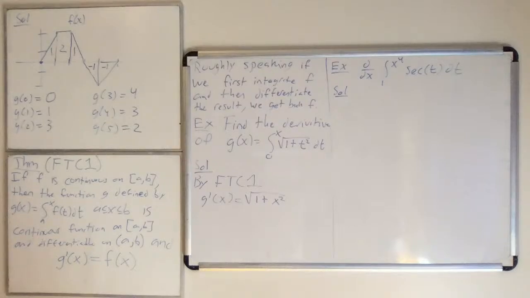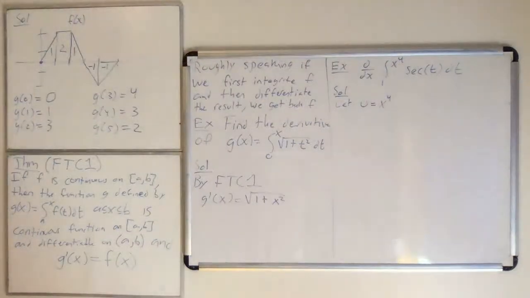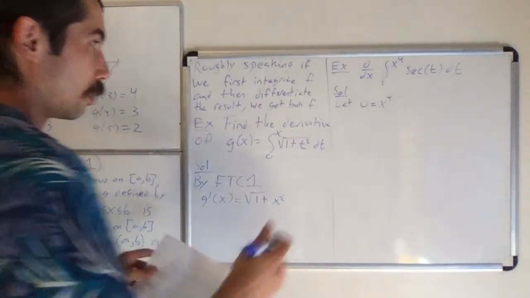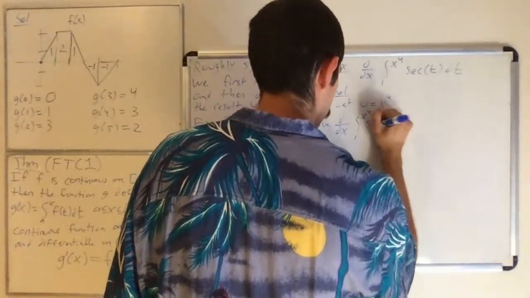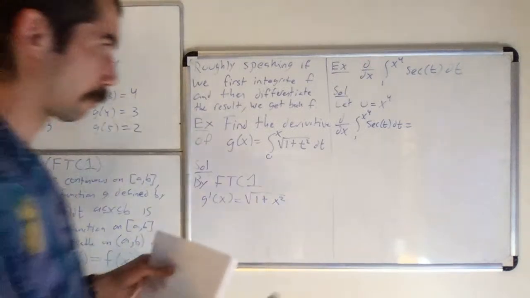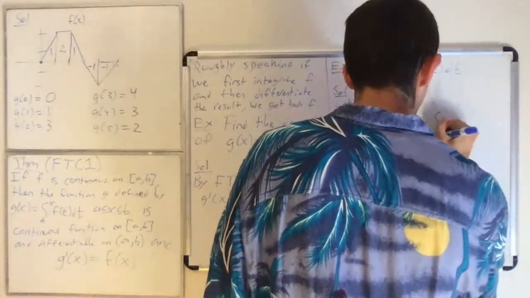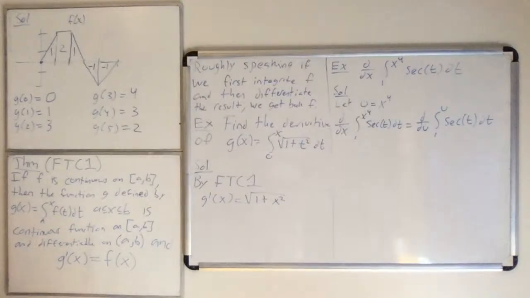What we could do is say, let u equal x to the fourth. And so we're basically going to just use the chain rule. So we want to take the derivative of our function, well, we could switch to the variable u. And then when we take its derivative, oops, sorry.